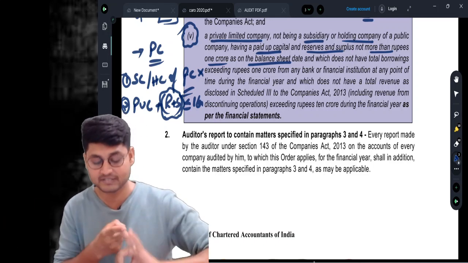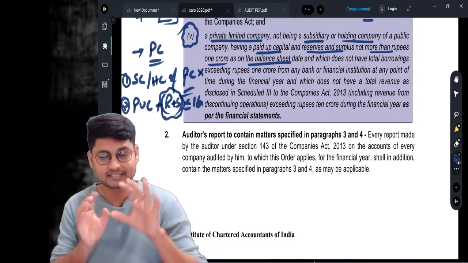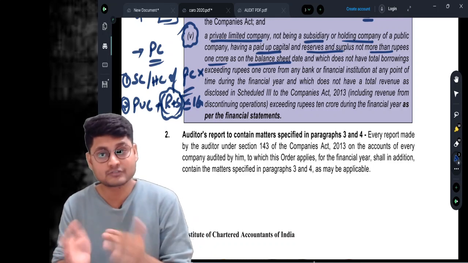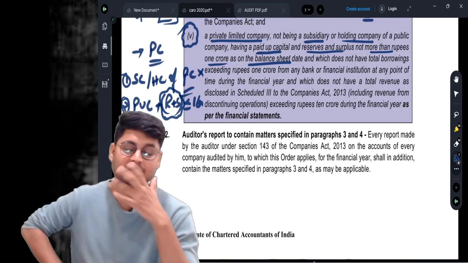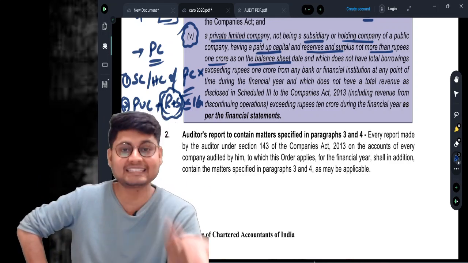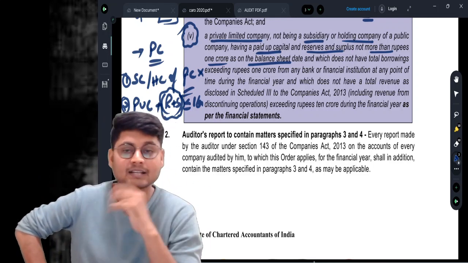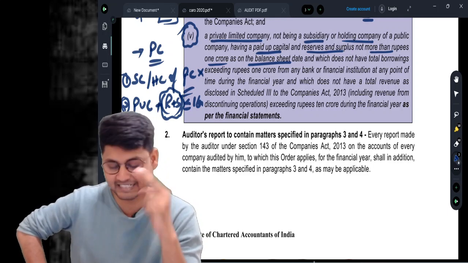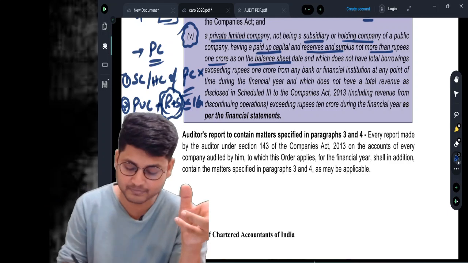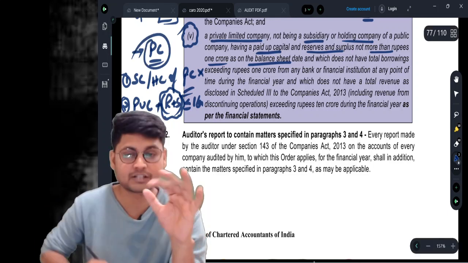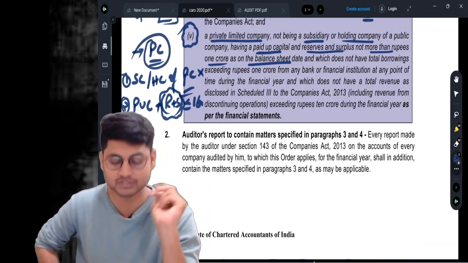So paid up capital plus reserves and surplus shall not exceed 1 crore. CARO 2020 is not applicable when PUC plus reserves and surplus are less than or equal to 1 crore. If it exceeds 1 crore, then obviously CARO 2020 is applicable. So the second condition is also required to be satisfied by a private company for non-applicability of CARO 2020. So point number 2 is also clear.